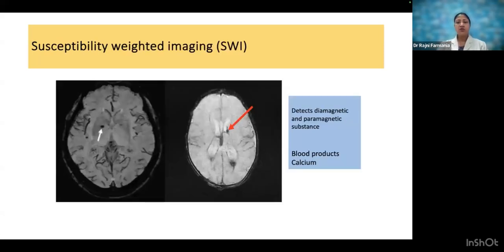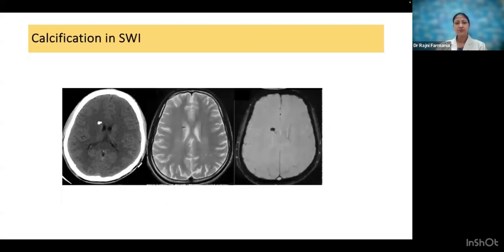Susceptibility weighted imaging, this sequence adds very important information about bleed. So these are small microbleeds. You can see some vascular prominences here, calcification, blood products. So basically blood products and calcification are very important on this sequence. Calcification in SWI: in CT scan, we can see it as white, while in SWI, we can clearly see a blackish mark, blooming.